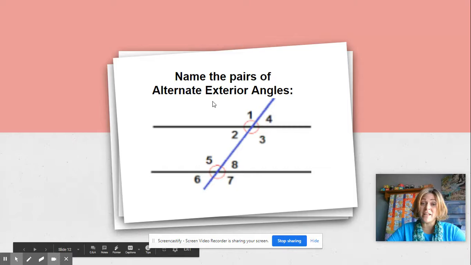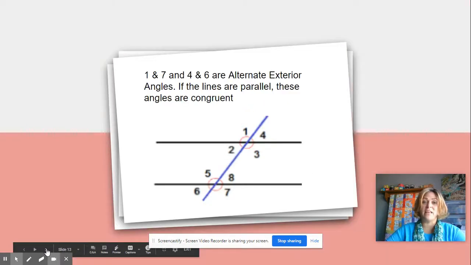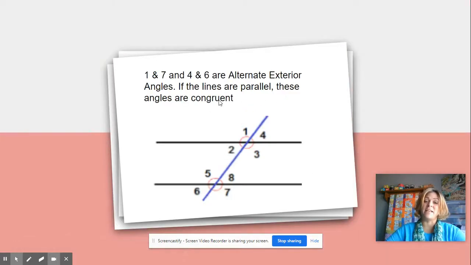Name the pairs of alternate exterior angles. Again, if you know what those are, great. Exterior means outside, outside of those black lines. Alternate means opposite. So if I said angle 1, I'm hoping you're guessing angle 7. Alternate exterior. So 1 and 7, and then 6 goes to 4. So if the lines are parallel, these angles would be congruent. If they're not parallel, they're not congruent.